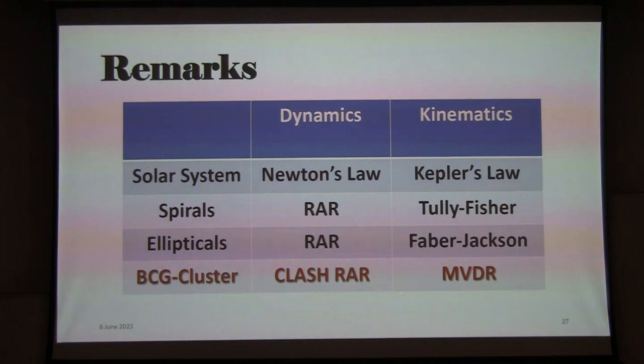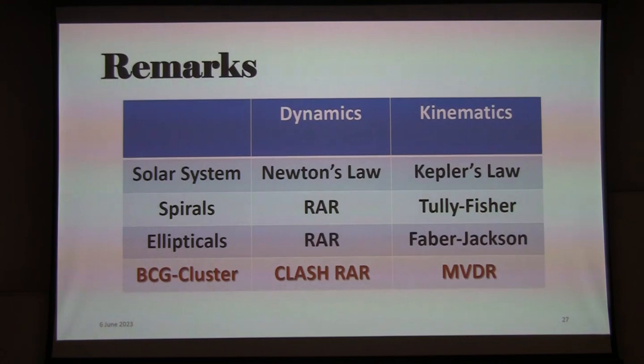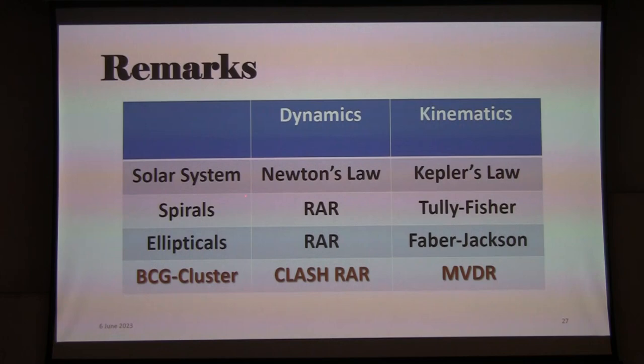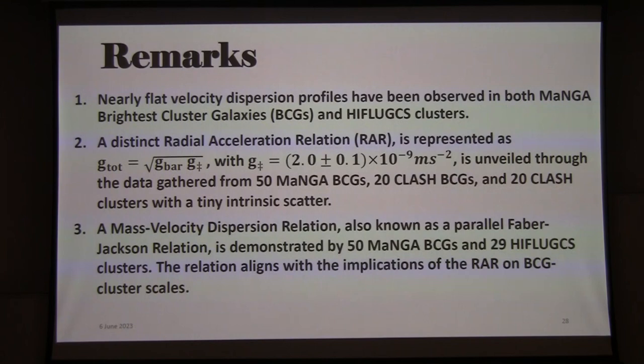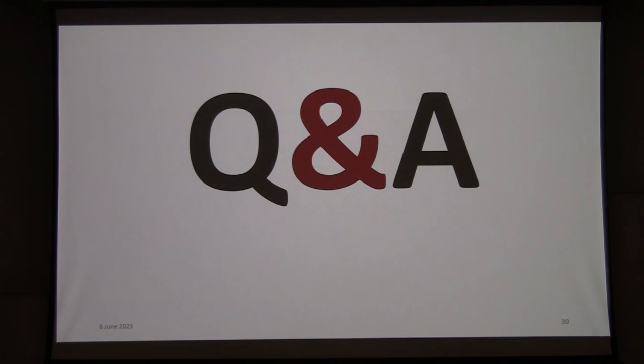Here is a short remark for this, that in total we have three different kinds of gravitationally bound system. The first layer is the solar system, and then we have the galaxy. Then the largest one is the galaxy cluster. Right now, we know the Newtonian dynamics is no longer applicable in galaxy systems. But on BCG cluster scale, we do find there is a kind of similar correlation here. Okay, this is the remark. I think I just stop here. Thank you very much.